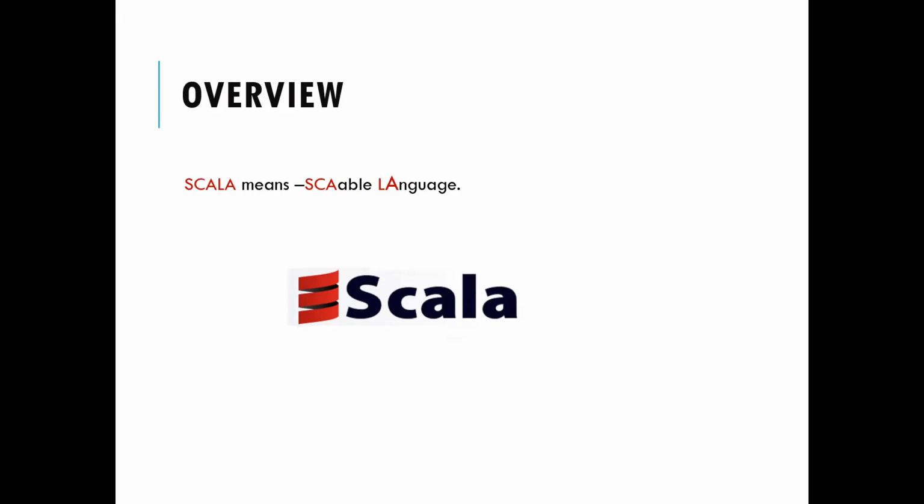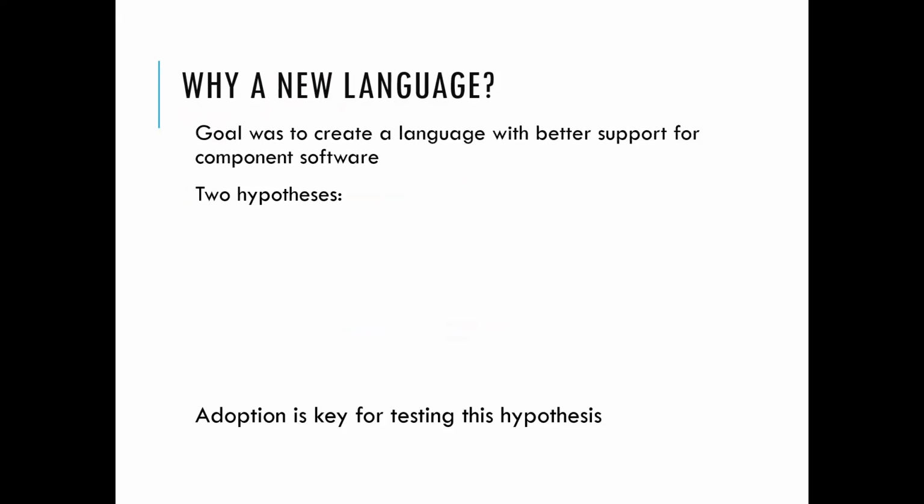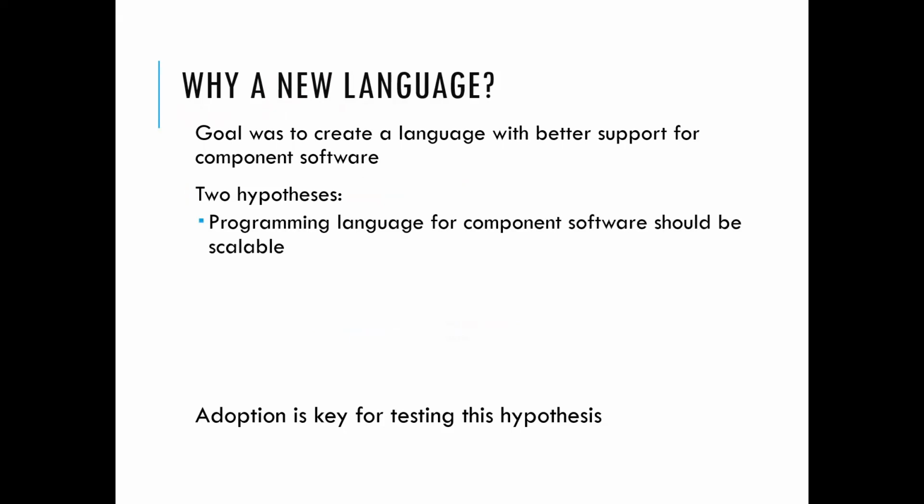In this part of Scala, we saw the two hypotheses. Number one was to create a language which can better support component software. And we need to find a language which is very compatible to be scalable.